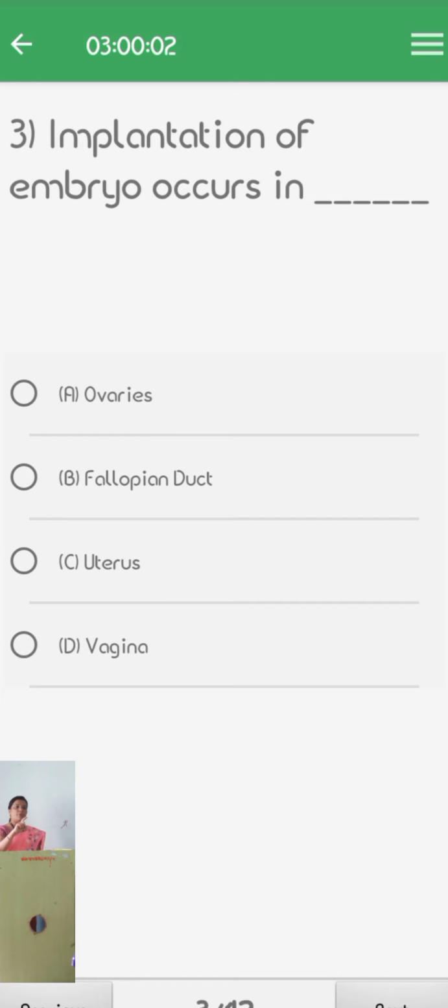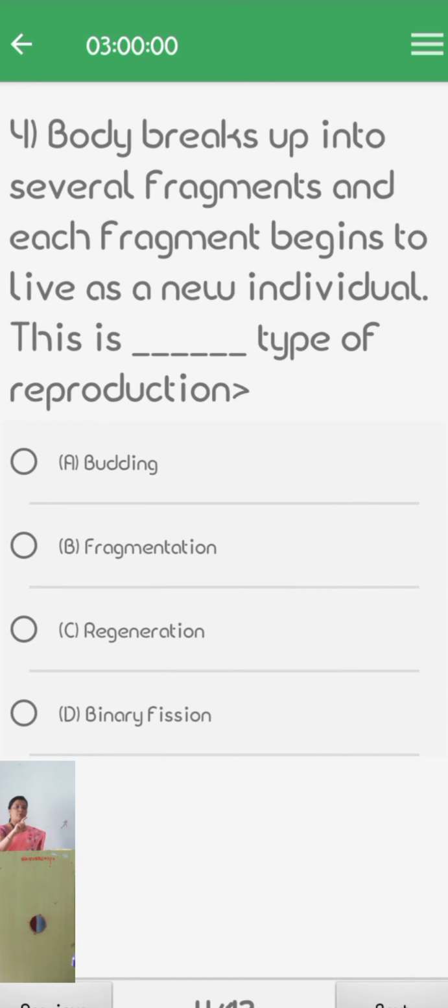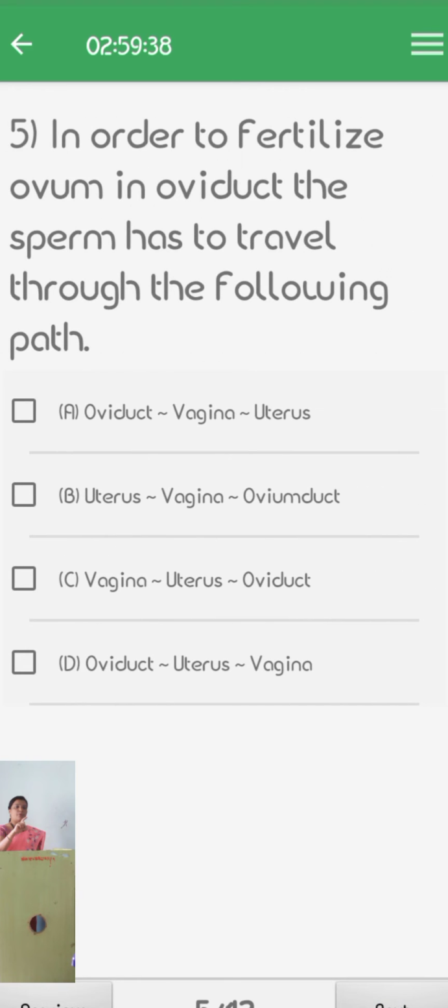Number 4, body breaks up into several fragments and each fragment begins to live as a new individual. This is dash type of reproduction. Answer is fragmentation. Number 5, in order to fertilize ovum in oviduct, the sperm has to travel through the following path. Answer is vagina, uterus, oviduct.